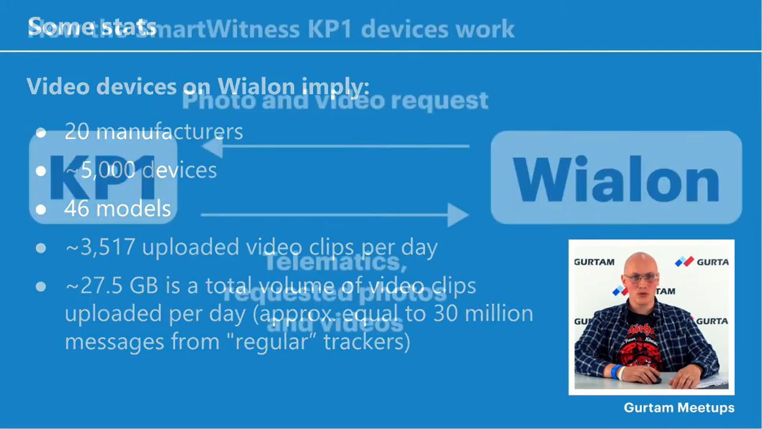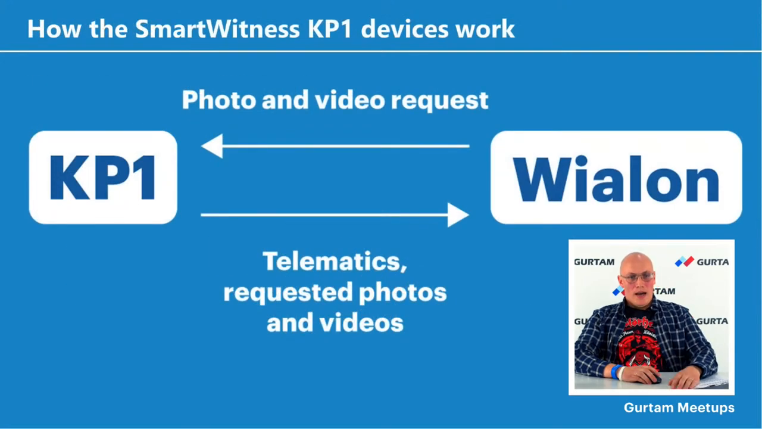So let's take a look at the scheme of this work. This device sends telematic data like coordinates, speed, time, and direction as a usual tracker. When it receives a media request command, it starts to send the data directly to the platform. Moreover, the device can detect preset events and automatically send photos or videos triggered by those events. At this moment, KP1 still can work with Wialon via API from the manufacturer or directly.